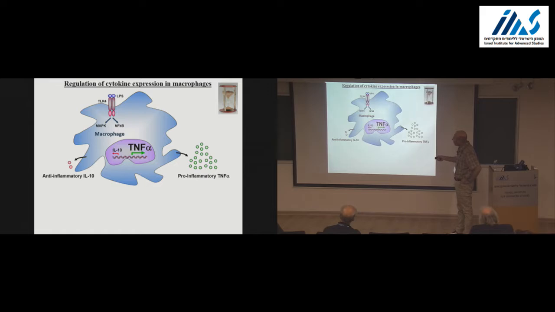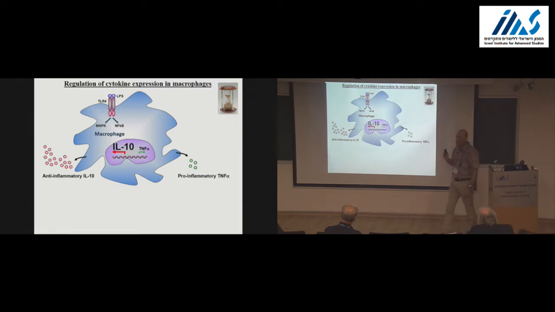IL-10 is a key anti-inflammatory cytokine. When macrophages are activated by LPS at the beginning, in the early phase, you get a lot of TNF-alpha but very little IL-10, because you want inflammation now. Later on, you want to resolve the inflammation. So at the late stage, you get an increase of IL-10 following late LPS signaling, and then TNF-alpha goes down. So much more IL-10, much less TNF-alpha.